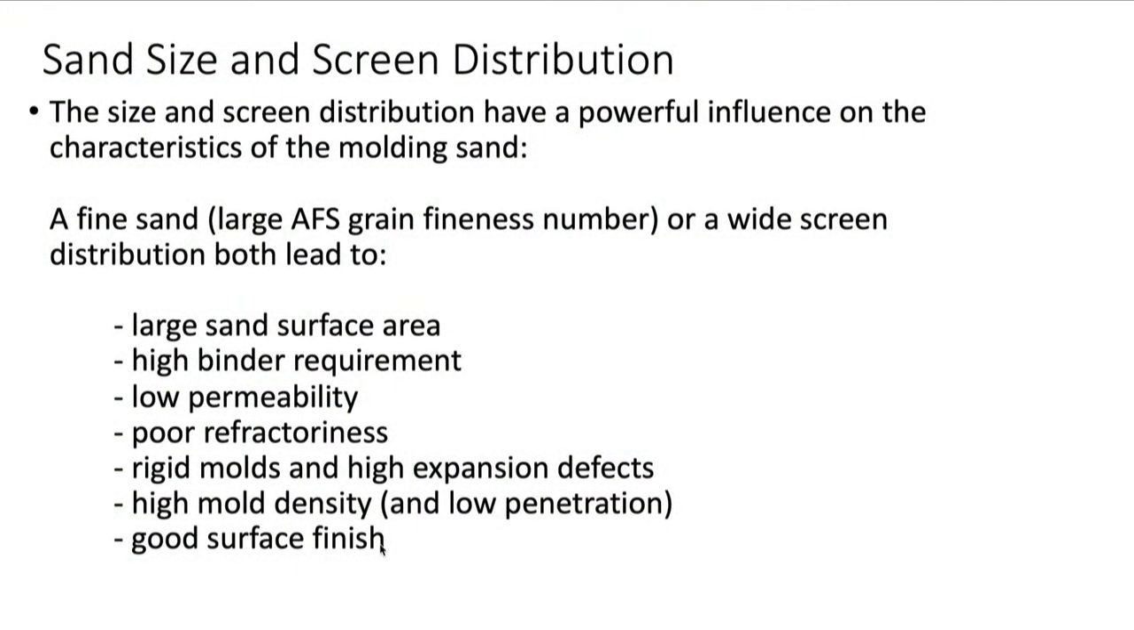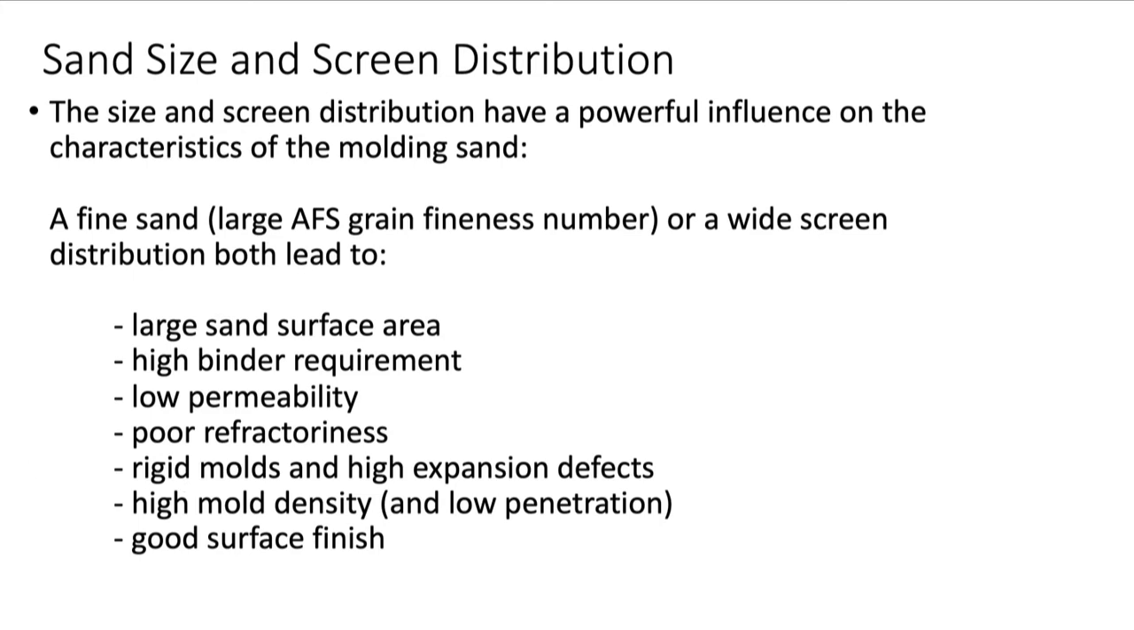You might get a high mold density, okay? So a high mold density means you have a lot of water and a lot of binder in there and a lot of sand. So if you have a high mold density, typically you have lower penetration. That means that the metal can't penetrate between the sand grains as easily. So you might get a better surface finish with a fine sand.